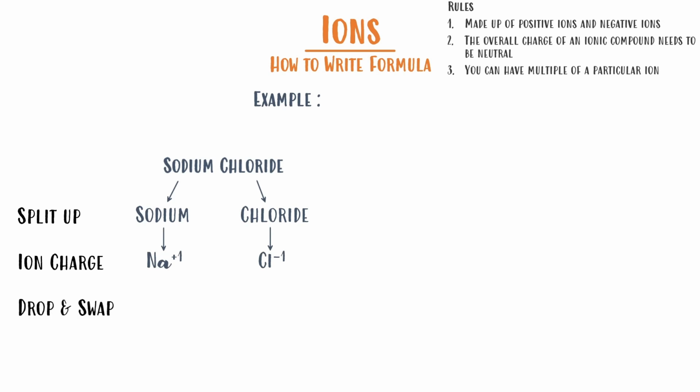And then we're going to use a method called the drop and swap. So if I just take that chloride, I'm going to use the number on the opposite ion to tell me how many of those I need. In this case, chlorine, and the opposite number, sodium, has a 1, so I need 1 chlorine. And I'll do the same thing with sodium here, where the number on chlorine is 1, so I need 1 sodium. And then we just need to simplify this down.